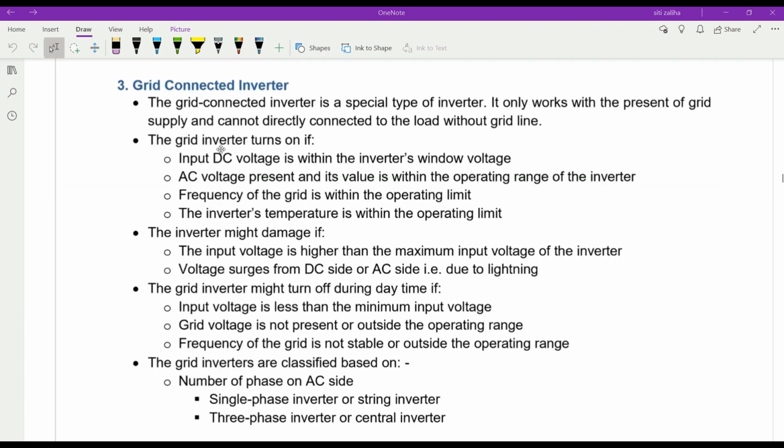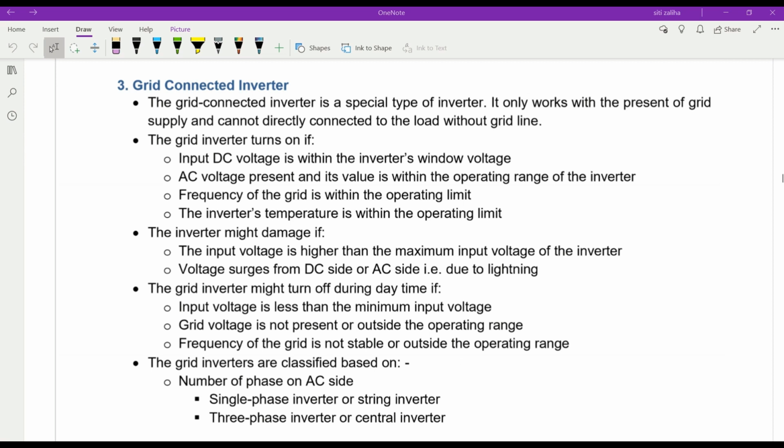Okay, grid-connected inverter. The grid-connected inverter is a special type of inverter. It only works with the presence of the grid supply and cannot be directly connected to the load without the grid line. So the grid inverter turns on if the input DC voltage is within the inverter window voltage, AC voltage is present and its value is within the operating range of the inverter, the frequency of the grid is within the operating limit, and the inverter temperature is within the operating limit. So how to know this? You need to refer to the datasheet of the inverter.